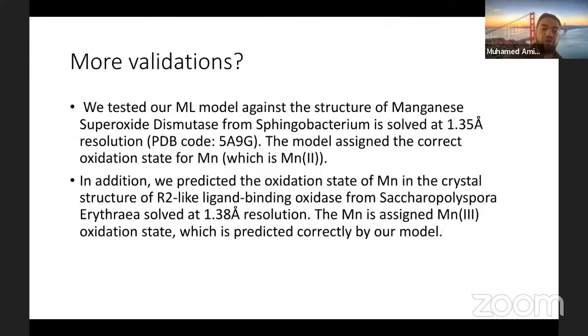We also tried some other proteins where the radiation dose wasn't that high and the resolution was pretty high, and the machine learning model did very well with these.